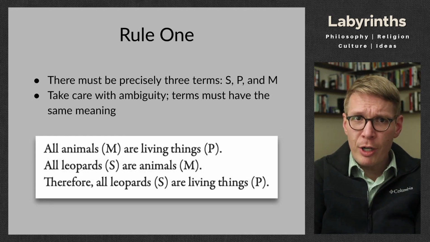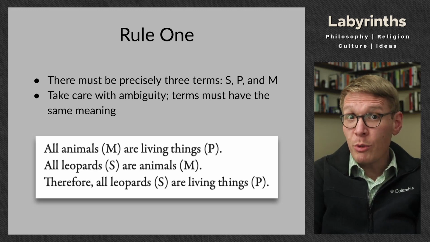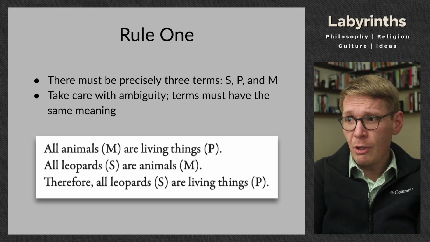The subject term, the predicate term, and the middle term. And as I said, you got to take care with ambiguity. We'll see this a little later in the fallacy of equivocation. Those terms must have the same meaning. In this case, they do. All animals are living things. All leopards are animals. Therefore, all leopards are living things.